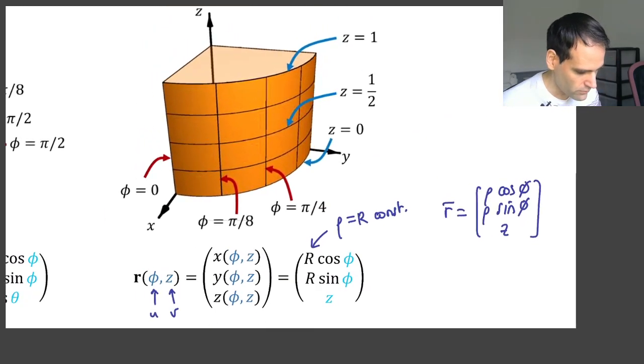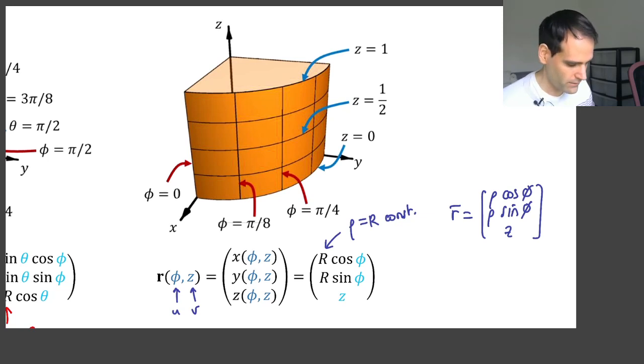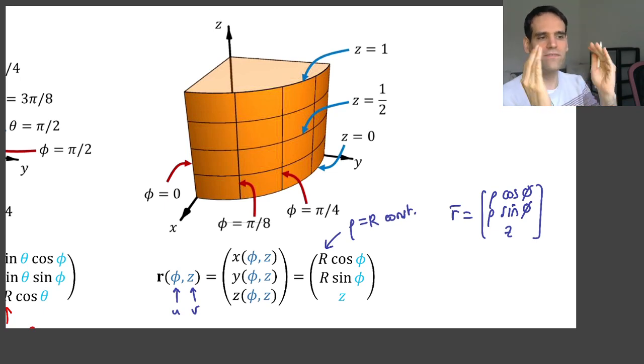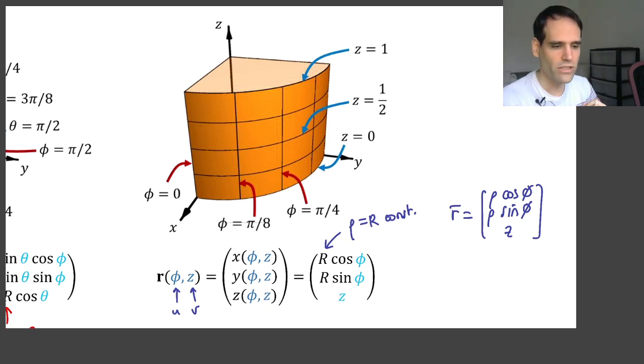And I won't talk you through it, but think about this yourself. How does changing z and changing phi move you throughout this surface, so that you can reach any point on the curved surface of this cylinder by choosing an appropriate value for u and v, or in this case for phi and z, which are our two parameters.